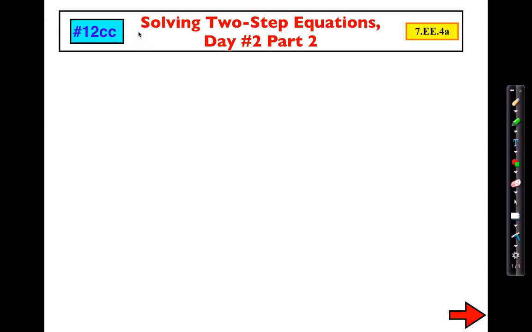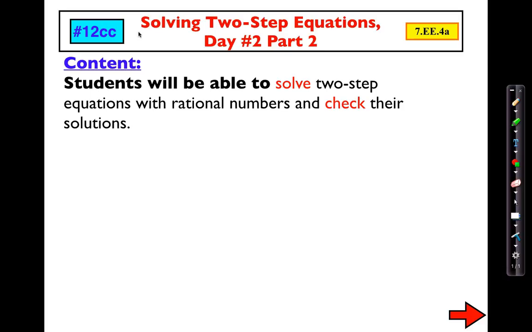Welcome back. Today we're going to be talking about solving two-step equations. This is day number 2, part 2, which is basically our focus on fractions. In the previous lesson we worked on decimals, and this time it is fractions. Our content objective is students will be able to solve two-step equations with rational numbers and check their solutions.